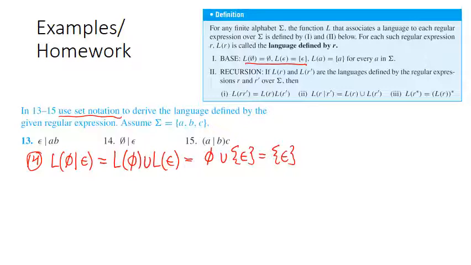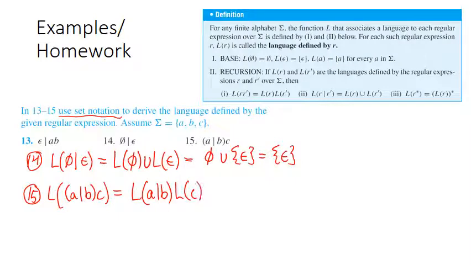So let's go ahead and try 15. For 15, you want to look at the order of precedence. The outermost, or last, operation here is the concatenation between A or B and C. So I'm going to start breaking it down from that point. I'm going to start by putting the whole thing into my L here, because I want the language that this represents. Then I'm going to break it down like this. I can take away the parentheses at that point. So this will be L of A or B, and then L of C.